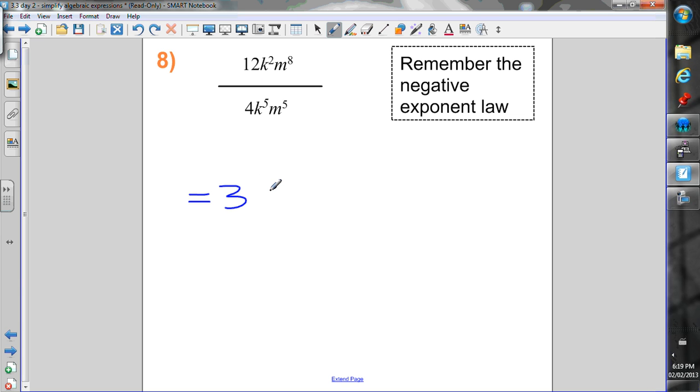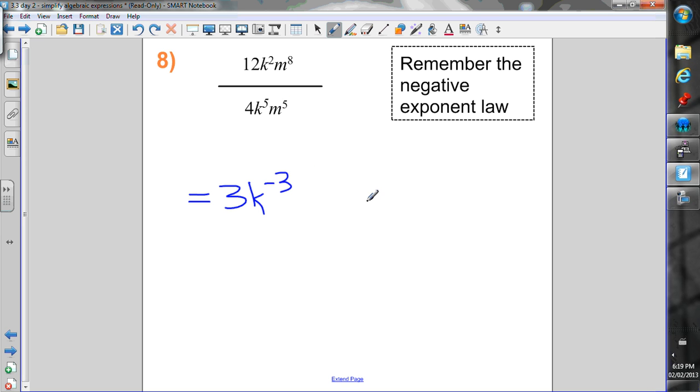Now, I can simplify other things. I'm going to look for powers that have the same bases. So I have a k squared up here and a k to the 5 down here. So I have a k squared divided by a k to the 5. Okay, so that's the quotient rule. The quotient rule tells me to keep the base the same and subtract the exponents. 2 minus 5 is negative 3. I also have an m to the 8 on the top and an m to the 5 on the bottom.